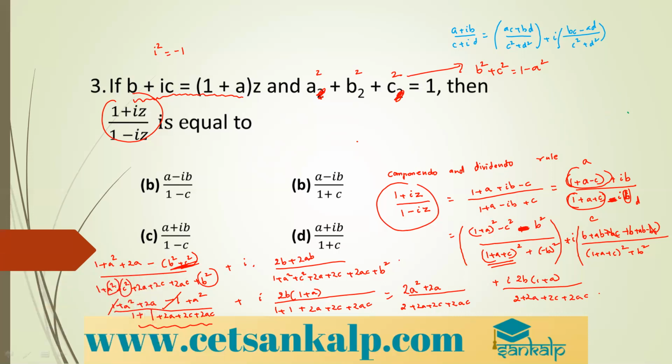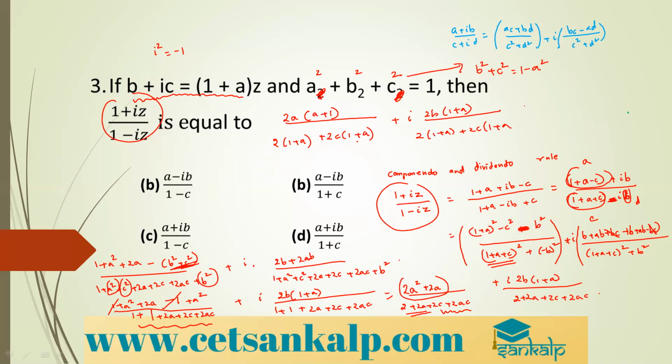Now, coming to the question. Here, I can take out 2A, so I will have A plus 1 by the denominator. Here I will take 2 common, so I will have 1 plus A, and here also I will take 2C common, so that I will have 1 plus C. In the imaginary part, 2B into 1 plus A, the denominator will be same, 2 into 1 plus A plus 2C into 1 plus A.